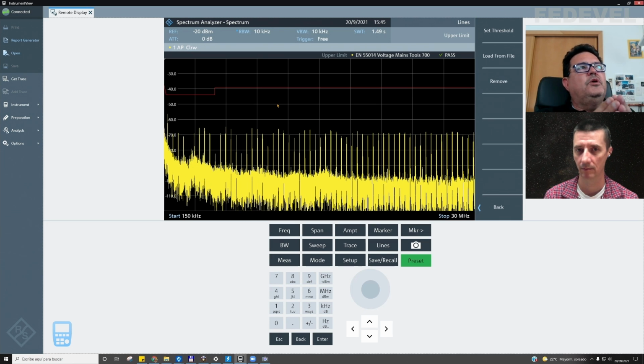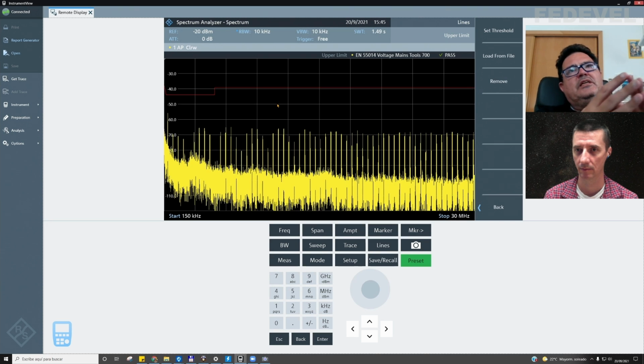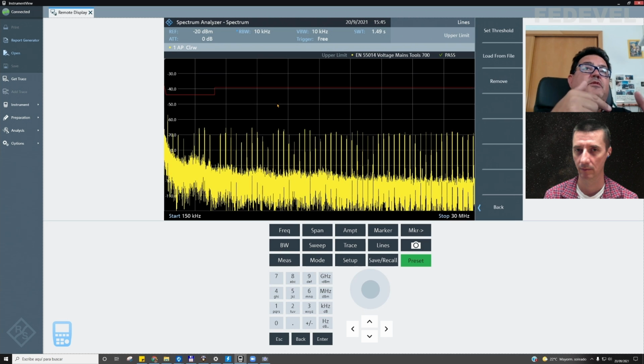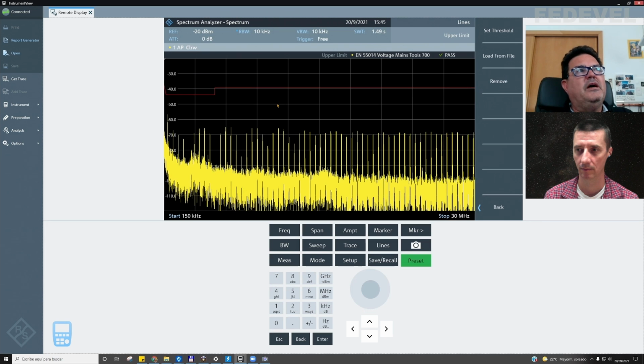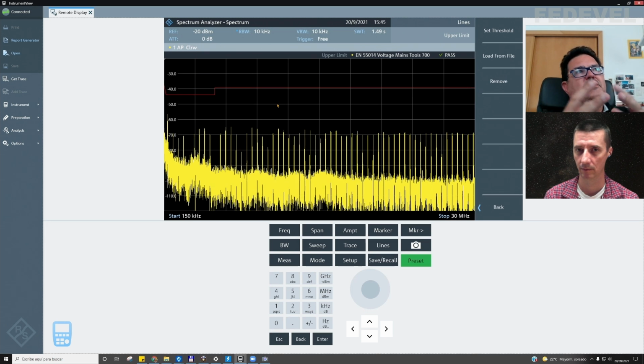Remember that if you are working in power, this is voltage, but in power, 3 dBs is half. So 3 dBs and 3 dBs is divided by 4, no? So it's a good reduction, it's a good margin, no?